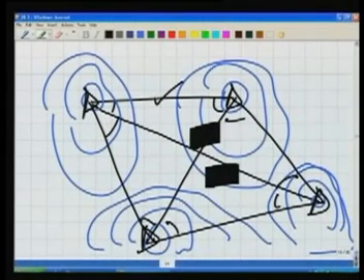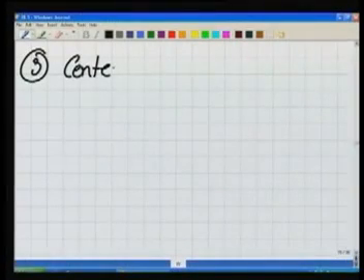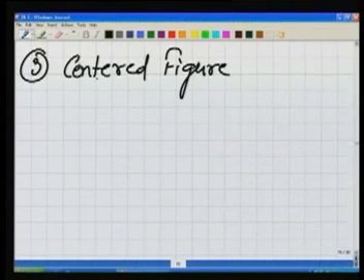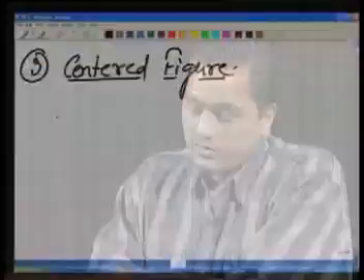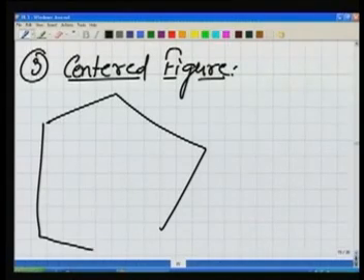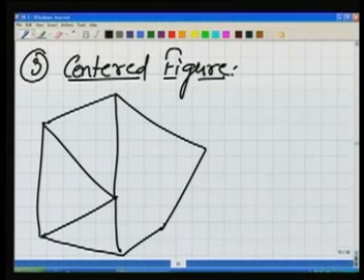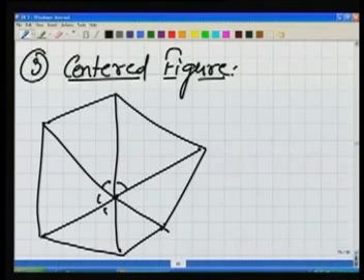The other figure which we make use of is the centered figure. The centered figure is somewhat similar to the braced quadrilateral, but has more work to be done. Now the difference in this case is we occupy the point here also. We measure all these angles as well as these.